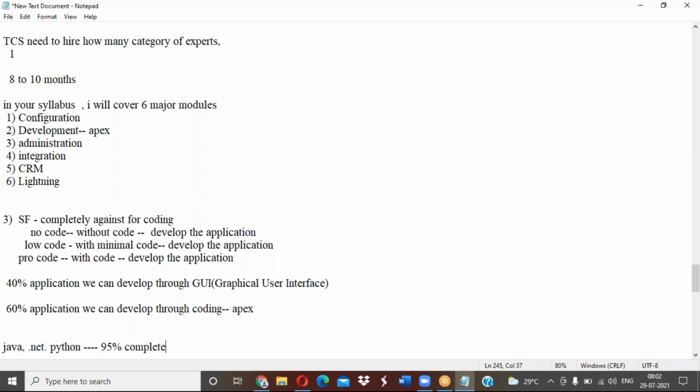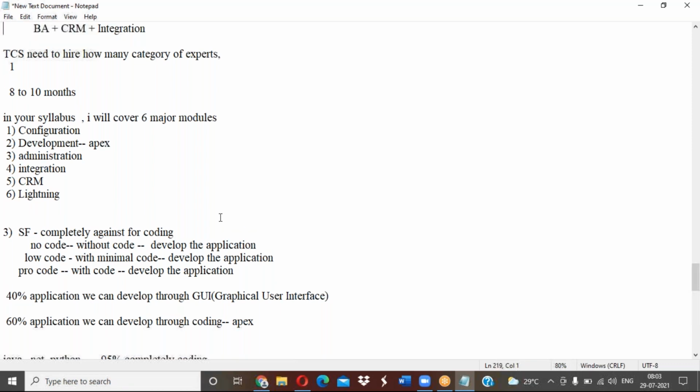Which is better, guys? Which technology is better? Java better, .NET better, Python better, or Salesforce better? Salesforce is better. 60% coding, 40% reduced almost. That is how we can develop the application very quickly. Once the coding part is reduced, then automatically you can develop the application very quickly. Understand, everyone? That's it. So why is Salesforce number one in the market?